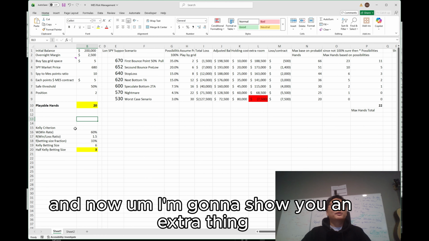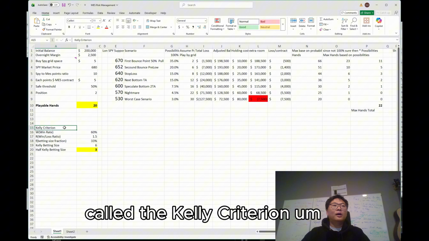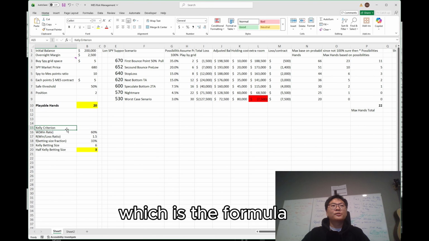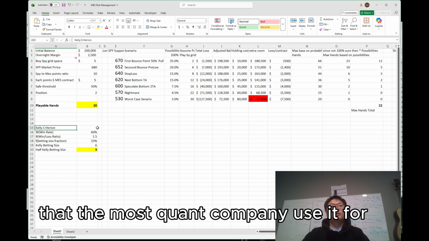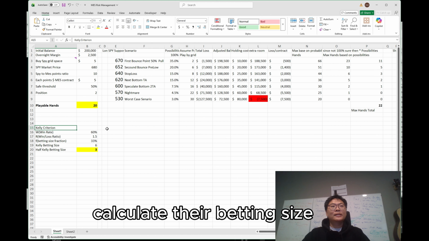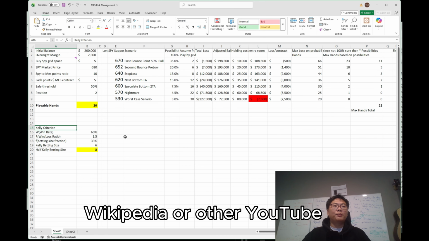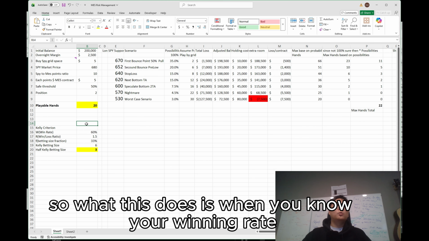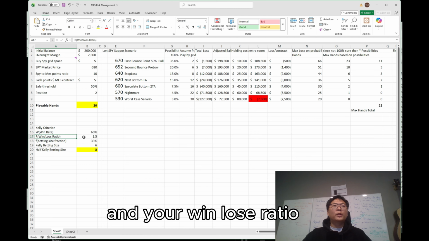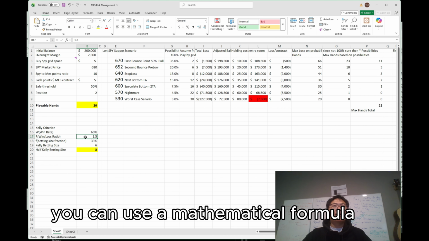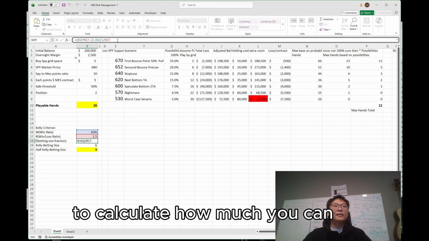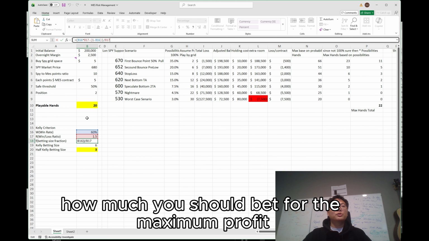And now I'm going to show you an actual thing called the Kelly Criterion, which is the formula that most quant companies use to calculate their betting size. I'm not going to talk about exactly how it works because you can check Wikipedia or other YouTube videos. So what this does is, when you know your winning rate and your win-lose ratio, you can use a mathematical formula to calculate how much you should bet for the maximum profit.